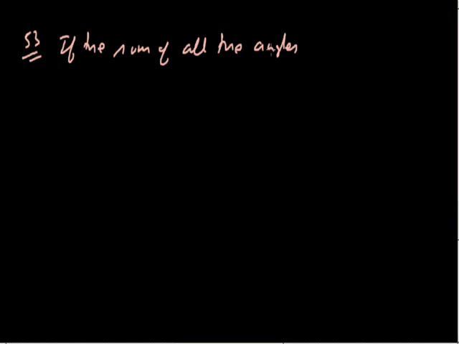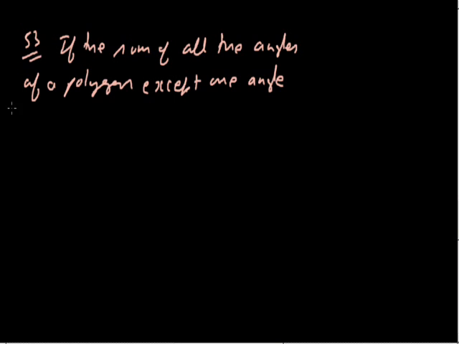Now we move to the next question, that is question number 53. In this question it is given that if the sum of all the angles of a polygon except one angle is 2220 degrees, then the number of sides of the polygon is?